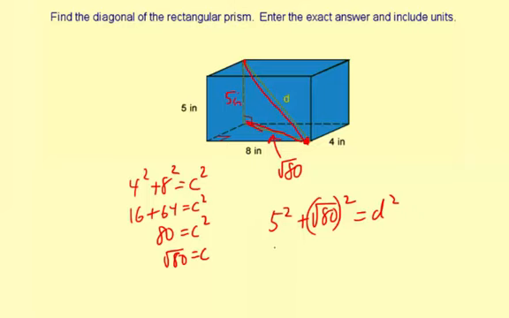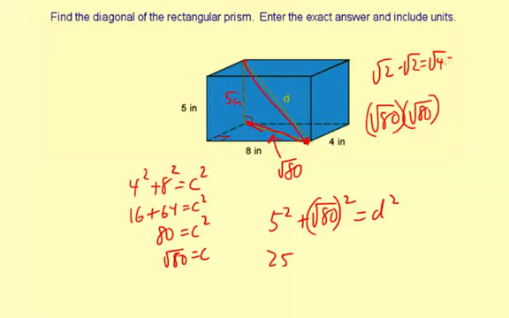So let's simplify. 5 squared, 5 times 5 is 25. Now radical 80 squared, let me show you how this works out. You have radical 80 times radical 80. Let me show you a smaller number example. Square root of 2 times square root of 2 is the square root of 4, which of course is 2. You can apply this pattern to any square root. So square root of 80 times square root of 80 is the square root of 6400, which is going to be 80 again. So the square root of 80 squared is just 80. So plus 80 equals d squared. And 25 plus 80 is 105.